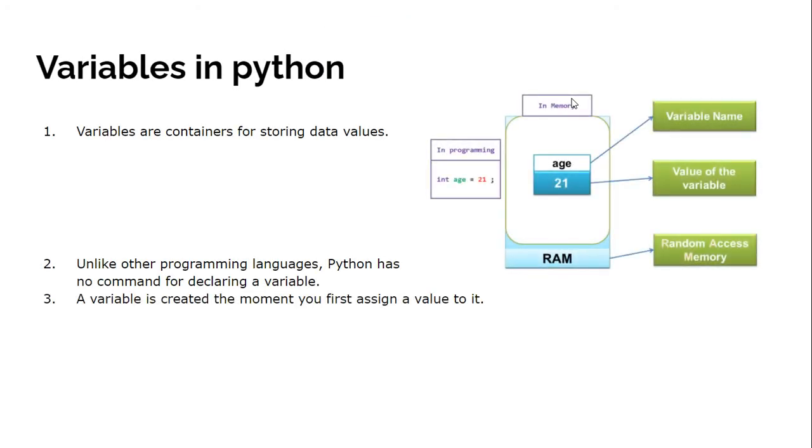Variables in Python. What are variables? Variables are containers for storing data values. What does it mean? Containers are buckets or spaces for storing data values. That stores the data values.